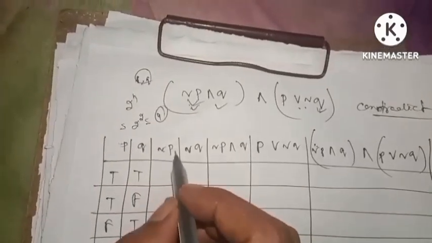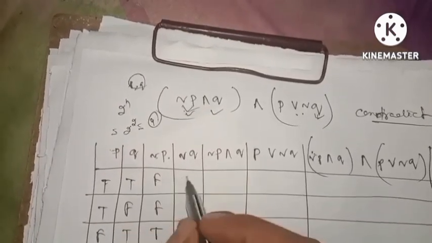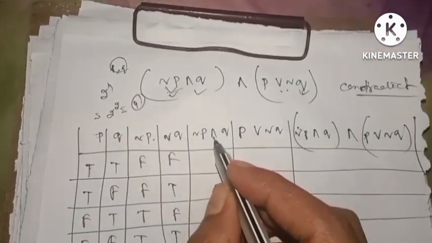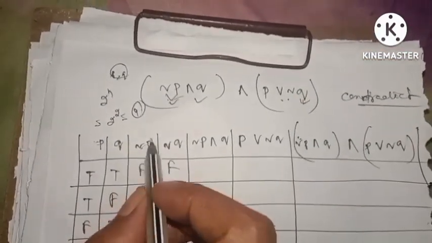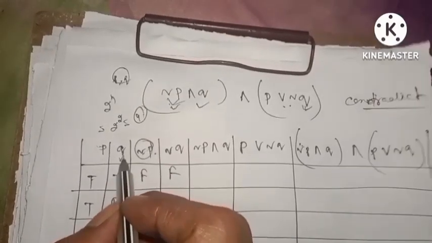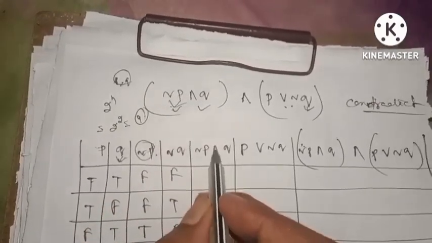So p is true true, false false, and q is true false, true false. Negation: true becomes false, and false becomes true. So negation of p is false false true true, and negation of q is false true false true. Negation of p conjunction q: conjunction means true only when both are true, otherwise it is false.